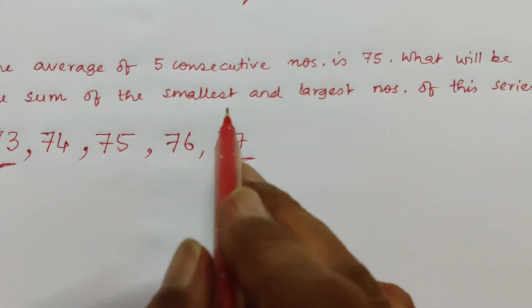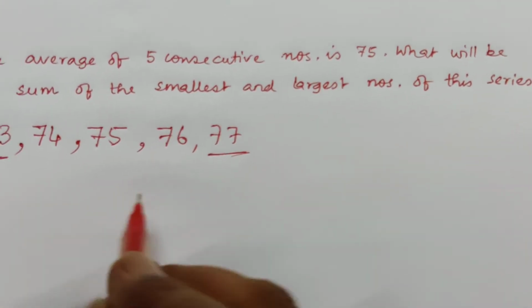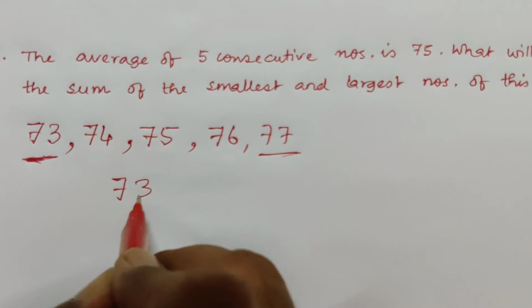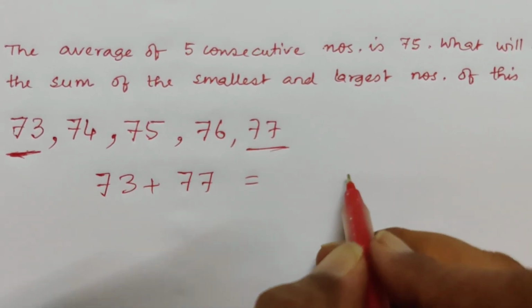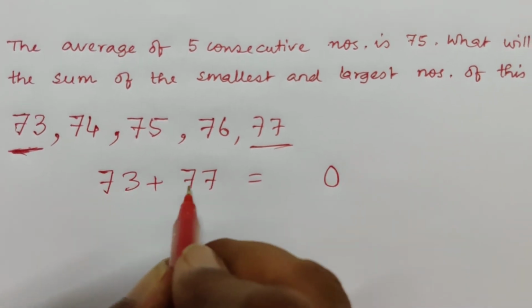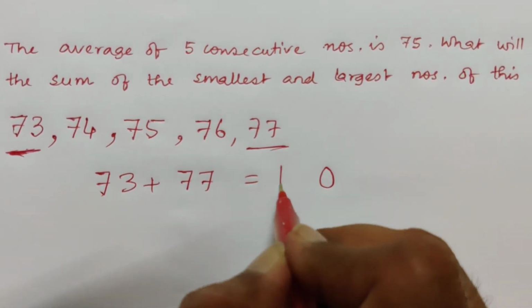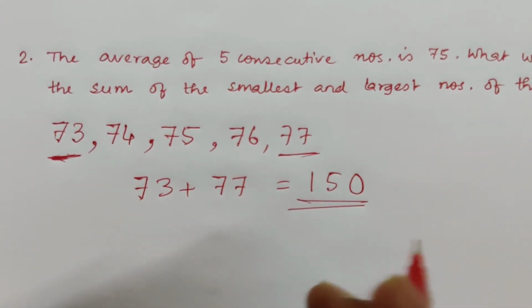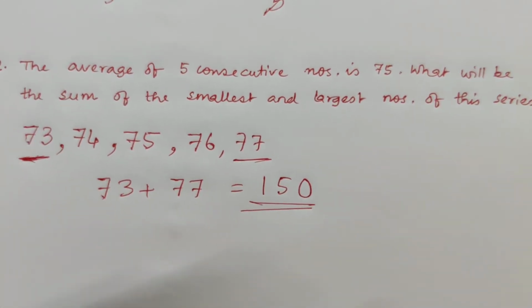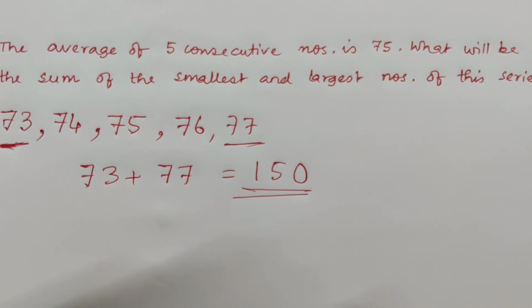Here we are asked to find the sum of the smallest and the biggest number of this series. So here we go, 73 plus 77 is equal to 10, 7 plus 7 is 14, 14 plus 1, 15. So that is sum is 150. So that's the way we have to go.